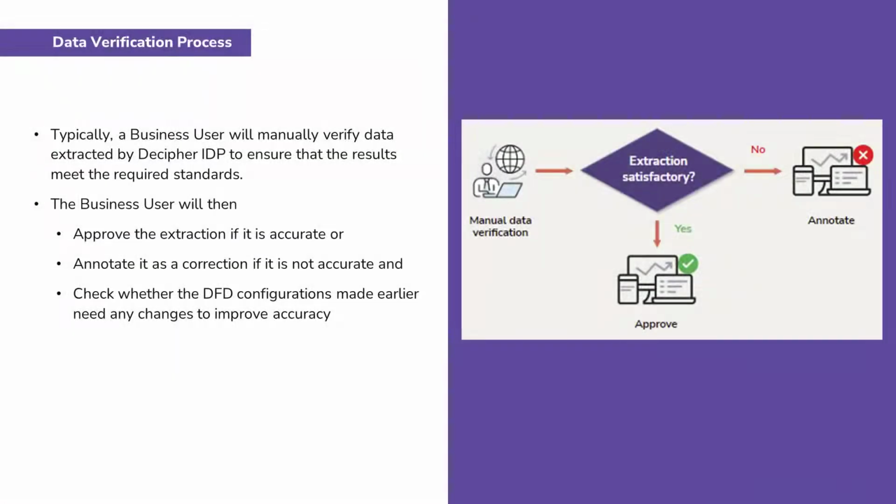Typically, a business user will manually verify data extracted by Decipher IDP to ensure that the results meet the required standards. The business user will then approve the extraction if it is accurate or annotate it as a correction if it is not accurate, and check whether the DFD configurations made earlier need any changes to improve accuracy.